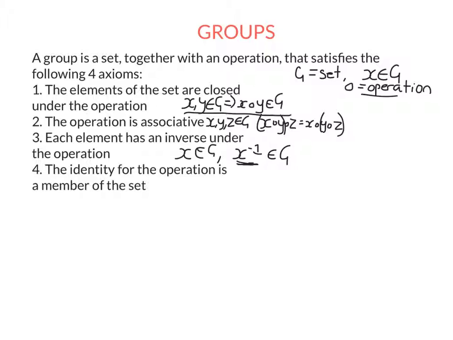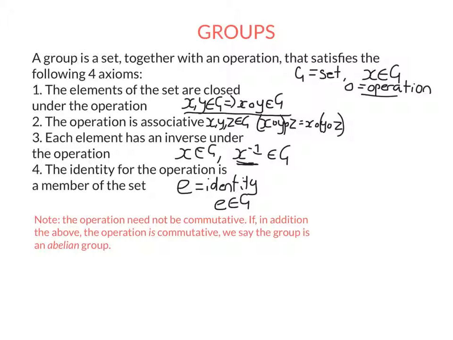So the last one is that the identity for the operation is a member of the set. I'm just going to call that E for identity. Again, remember the identity was slightly different depending on the operation. There is a different additive identity than multiplicative identity.